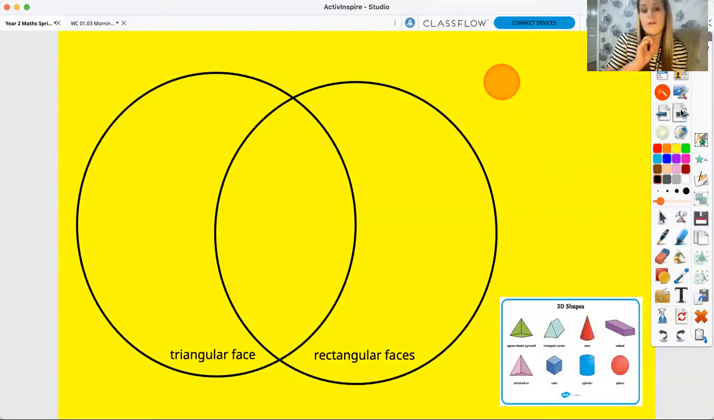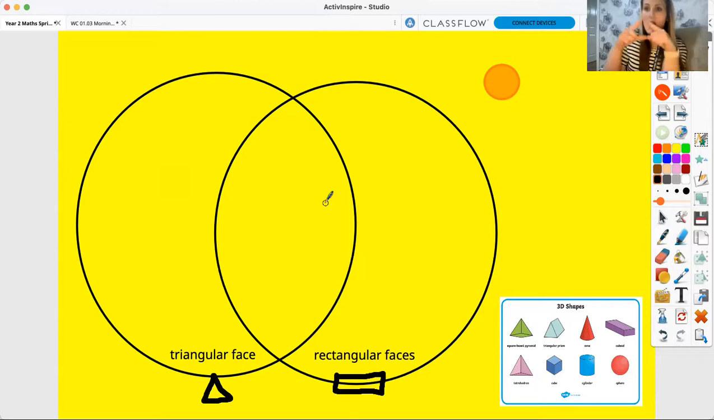So, my darlings, once you've done that, you need to sort the shapes into the right place. So this is a Venn diagram, and on your sheet, you've got 3 shapes to put into the right places. So I've got an example here, and we have triangular faces and rectangular faces. So what shapes can I put in there? And if a shape has got a rectangular face and a triangular face, I can put them in the middle.